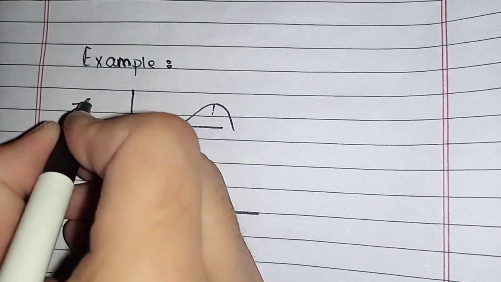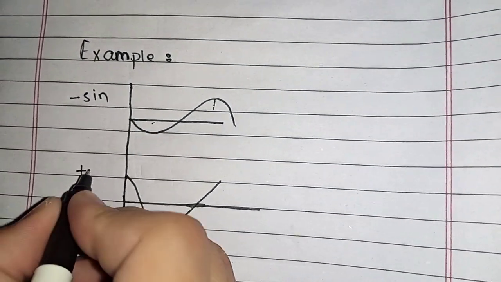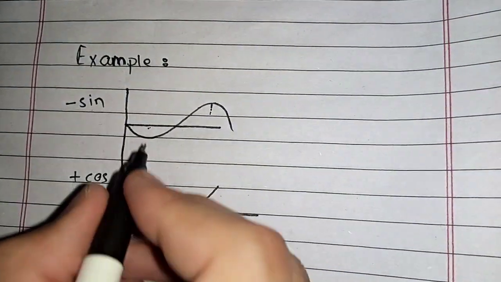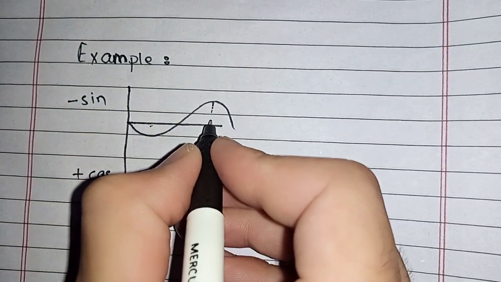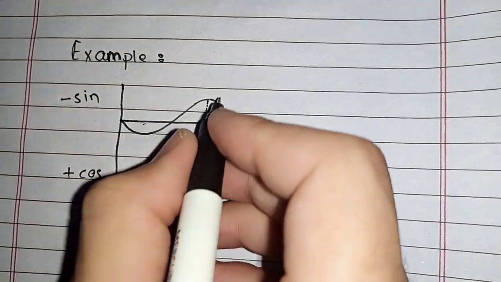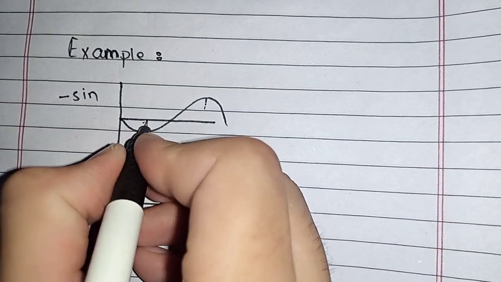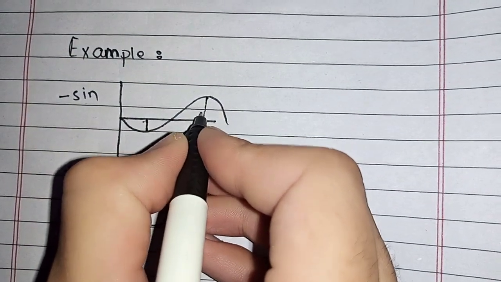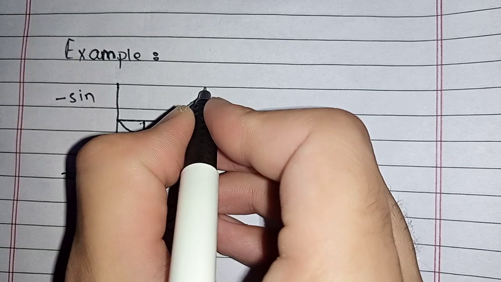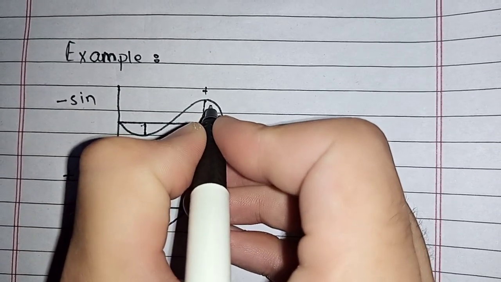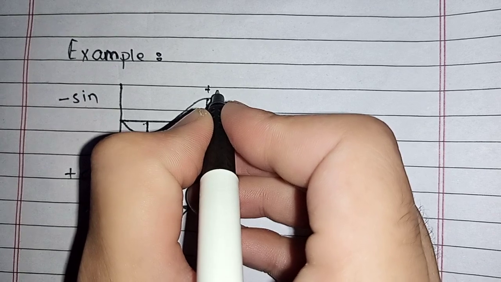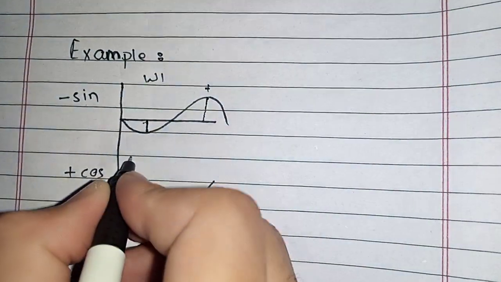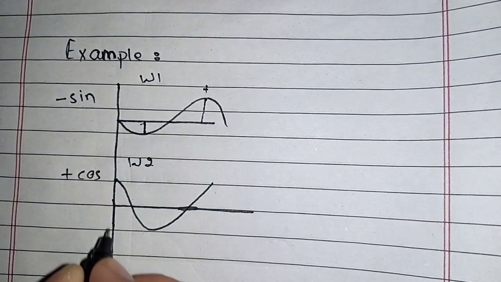In this example you can see that there is minus sine wave and plus cos signal. If you want to find the phase difference between these two and find out which wave is leading and which wave is lagging, first you need to find the phase difference. This is 90 degrees, 180 degrees and 270 degrees. I am finding the phase difference by choosing a point that is +1 at the first increasing point, at the first peak of the wave. Say this is wave 1 and this is wave 2. Basically this is minus sine wave and this is plus cos wave.